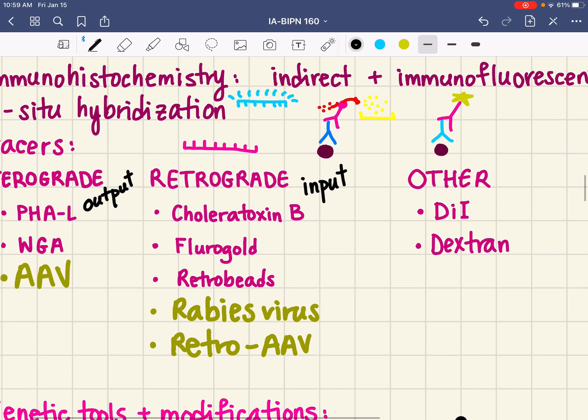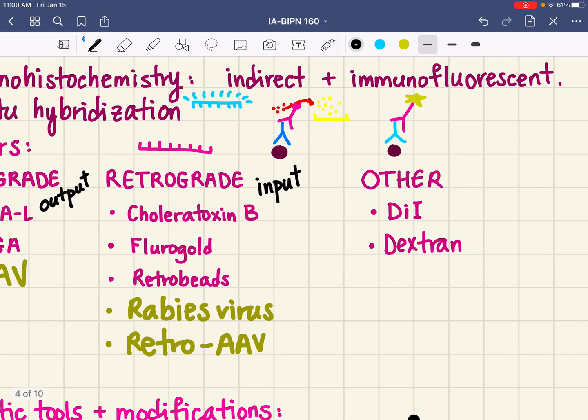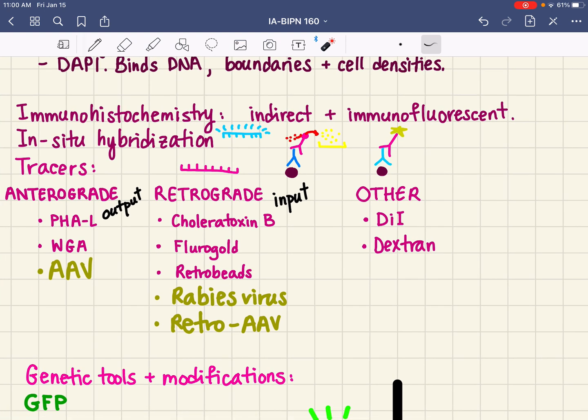Okay, the other types of tracers, such as di-I and dextran, basically dye the whole cell, the whole neuron. So they're not taken up at the cell body or the axon terminal distinctively. They just dye the whole neuron. Okay, but they're still considered tracers.